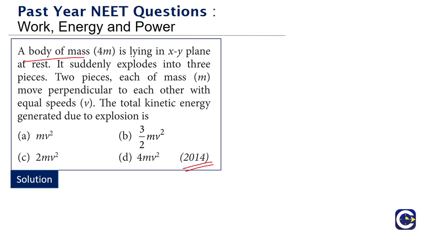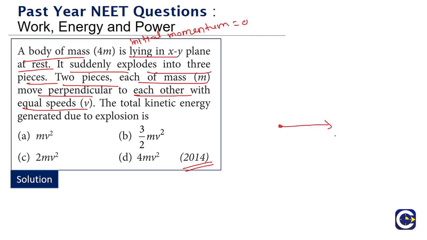A body of mass 4m is lying in the xy plane at rest. Means the initial momentum of this body will be equal to what? 0, because this is at rest. It suddenly explodes into 3 pieces, means it is breaking into 3 pieces. 2 pieces each having mass m move perpendicular to each other with equal speeds v, means both are moving, say for example one of them is moving like this, other will be moving in the perpendicular direction. Okay, that is how they both are moving.